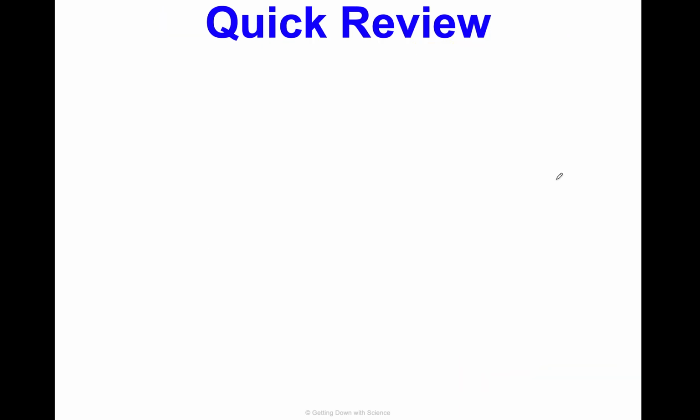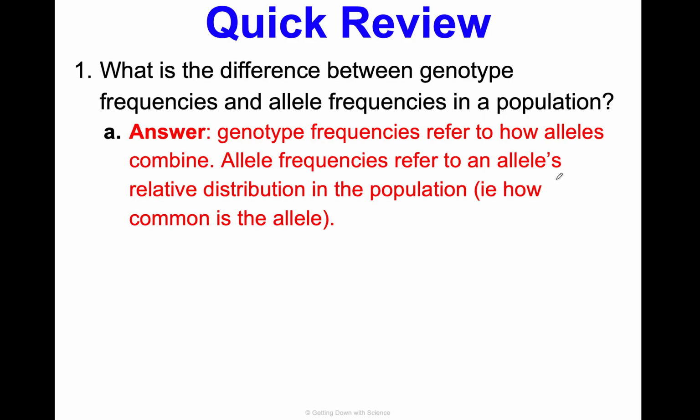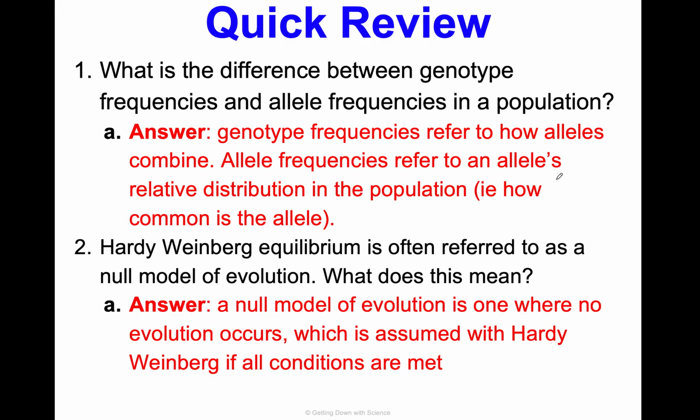Cool. So, quick review. What's the difference between genotype frequencies and allele frequencies in a population? If you said that genotype frequencies refer to how alleles combined and allele frequencies refer to how alleles' relative distribution in the population is, or how common the allele is, you're right. Hardy-Weinberg equilibrium is often referred to as a null model of evolution. What does this mean? The null model of evolution is one where no evolution occurs, right? Remember those 5 conditions met with Hardy-Weinberg? One of them is that it's not evolving. No random mutations, random mating, all that kind of stuff.